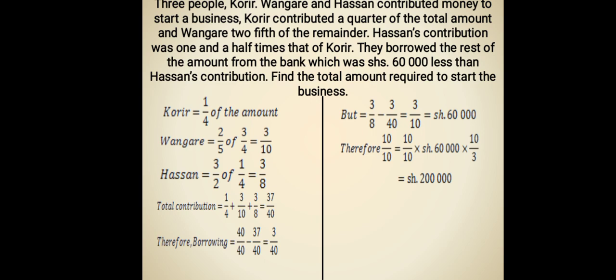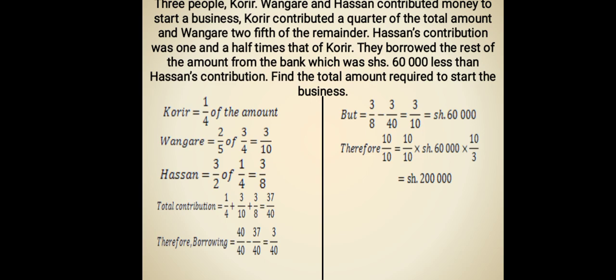Now let's have some statistics first. Korir contributed a quarter of the amount. Wangare contributed two-fifths of the remainder. Now if Korir contributed a quarter, from a whole, if you subtract a quarter, you get three quarters. So Wangare contributed two-fifths of three quarters, which is 3/10. Hassan contributed 1.5 of Korir's amount, so it is 3/2. That is just 1.5 written as a proper fraction, of a quarter.